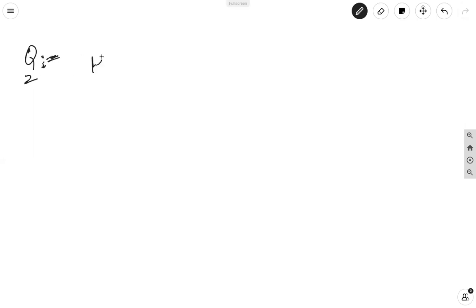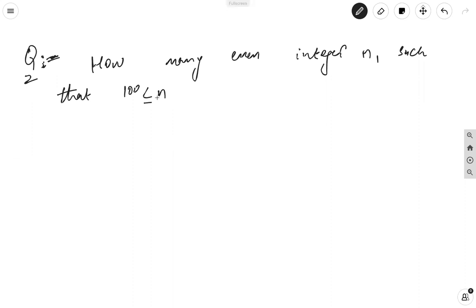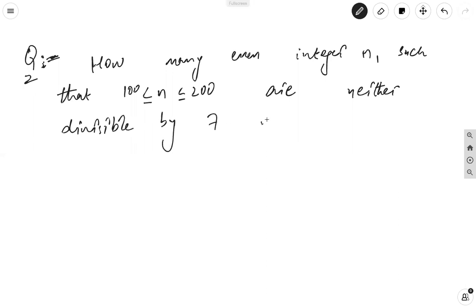Okay, the question was: how many even integers n such that n is greater than 100 or less than or equal to 200 are neither divisible by 7 nor by 9? I will repeat the question. How many even integers n such that n is greater than or equal to 100 and less than or equal to 200 are neither divisible by 7 nor by 9? You have just 2 minutes to solve this question.